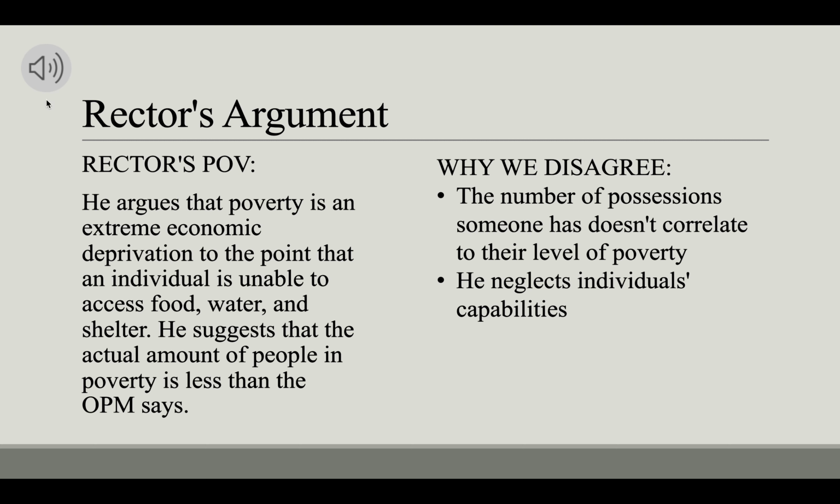However, we do agree with Rector's concern about how not everyone who is under the poverty threshold experiences the same level of poverty, as some people may be significantly below the threshold and are struggling, whereas others may lie just below the threshold and are better off. This is why, in our measure, we suggest having different subcategories of people in poverty, so that we can properly differentiate and help people based on their situation.